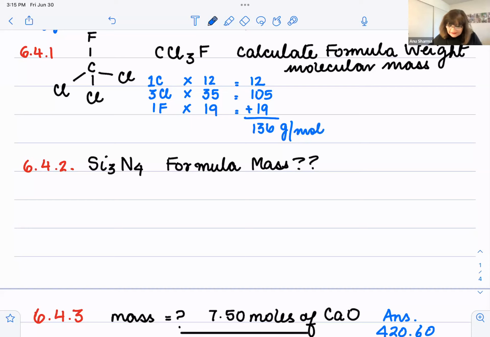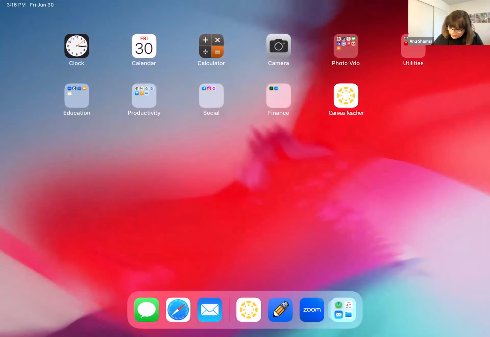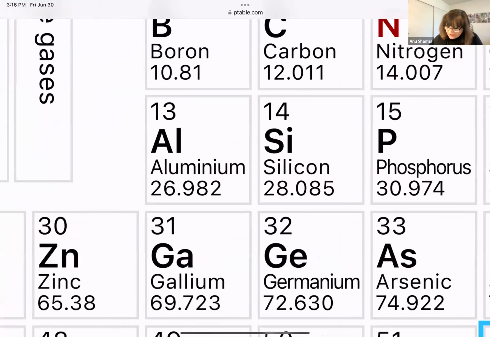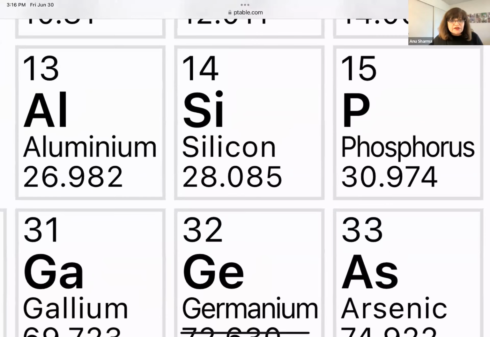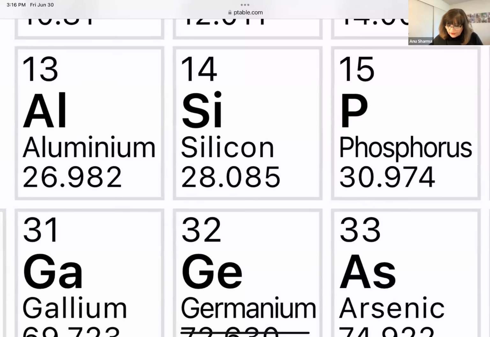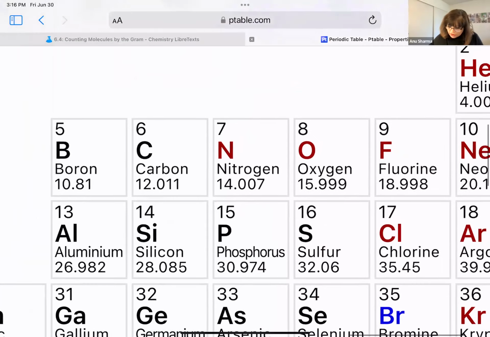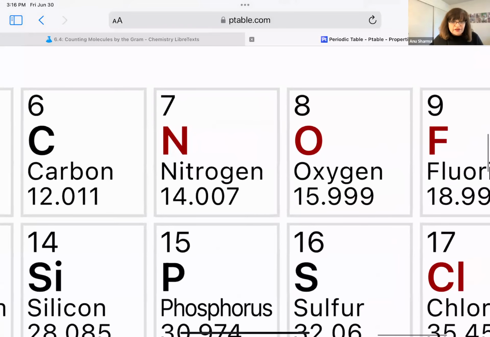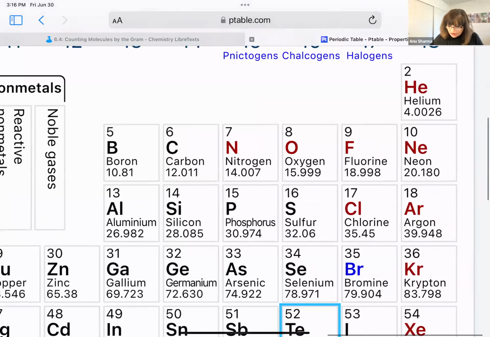Okay, next is Si3N4. What does this mean? There are 3 silicons and there are 4 nitrogens. And then look at the weight of silicon and the weight of nitrogen. So here we see silicon is 28.085, so 28 is okay to use. And the other one is nitrogen. Nitrogen is 14.007, so it's okay to use 14. So 14 and 28.